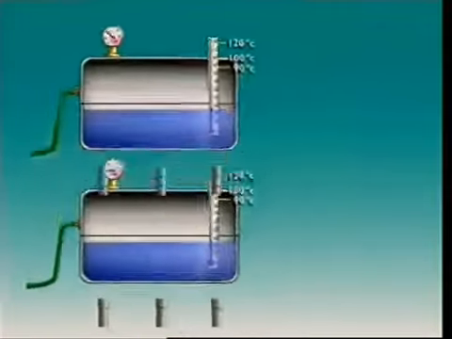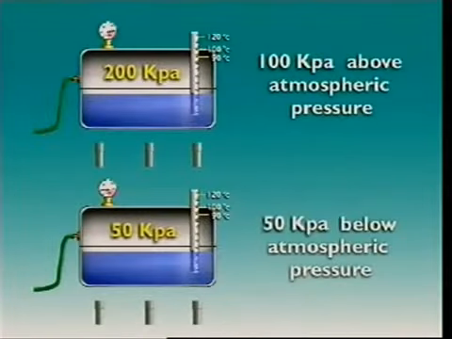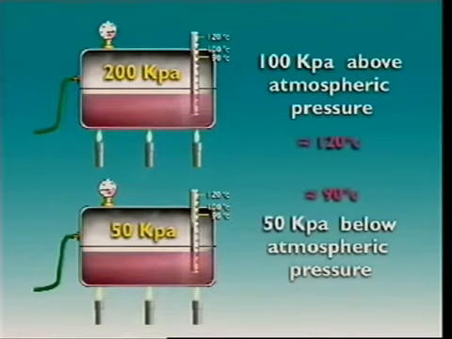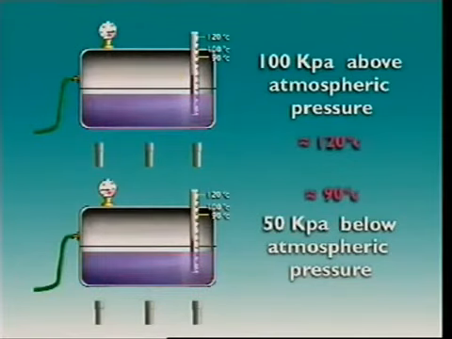Compare these boiling points. Raising pressure above atmospheric pressure increases the boiling point. Lowering it below atmospheric pressure lowers the boiling point. So changing water pressure can change the temperature at which it boils.